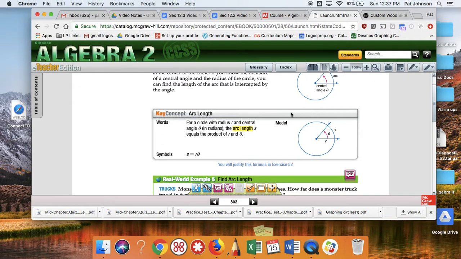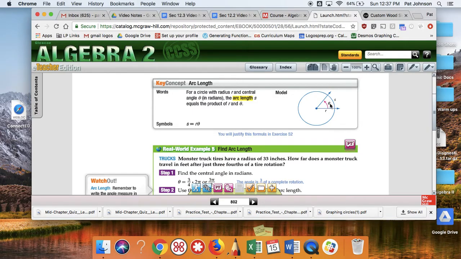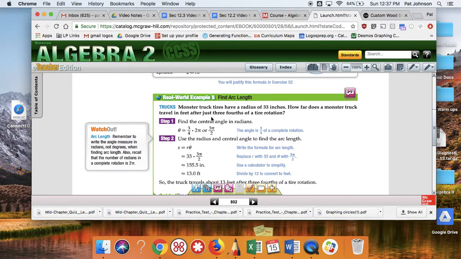Okay, so here's the key concept box, and it tells you for a circle with a radius r and a central angle theta in radians, the arc length s equals the product of r times theta. So here's your formula. Remember, you have to convert from degrees to radians before you can use that formula. So they want you to find the arc length. The monster truck tires have a radius of 33 inches. How far does the monster truck travel in feet after 3/4 of a tire rotation?